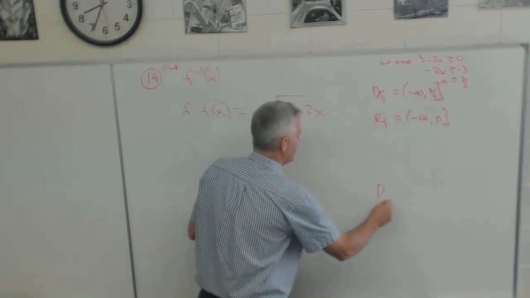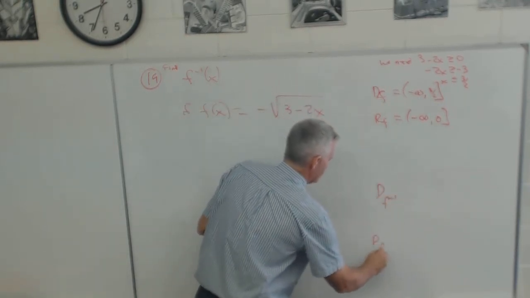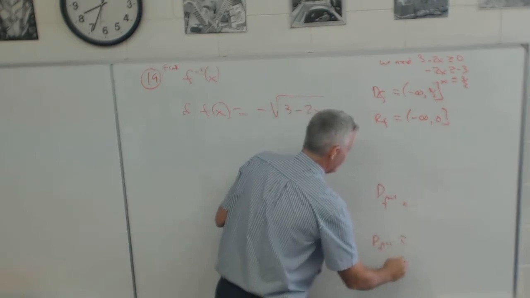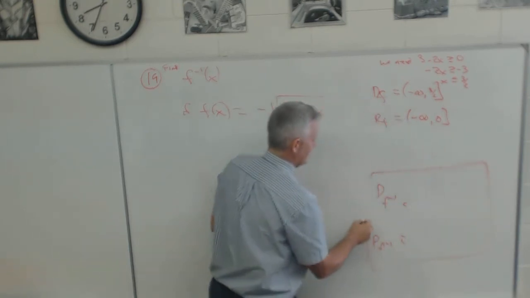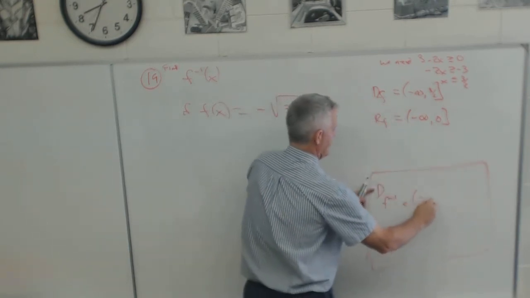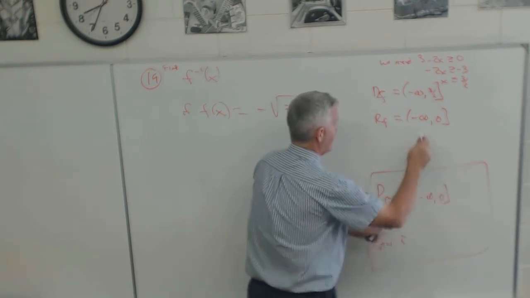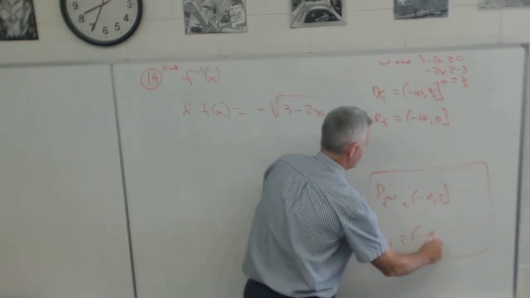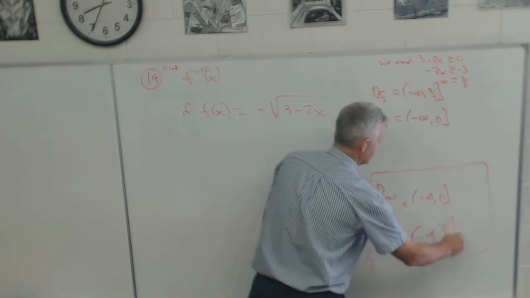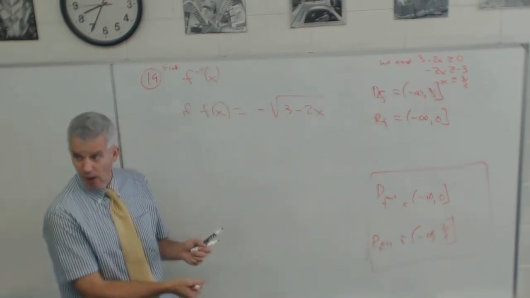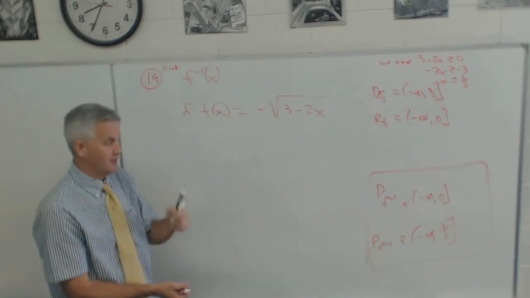So I already have the domain and the range of f inverse without doing anything. The domain is going to be negative infinity to 0, and the range then is going to be negative infinity to 3/2, because the domain and the range swap between the function and its inverse.